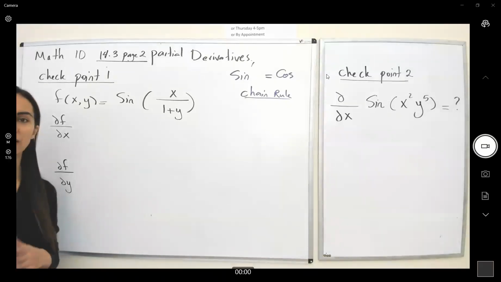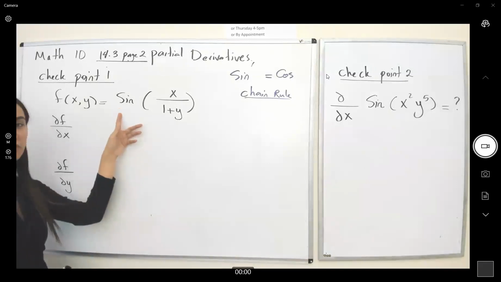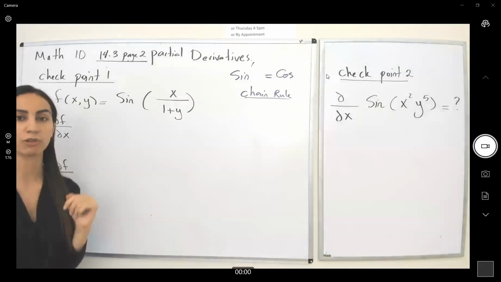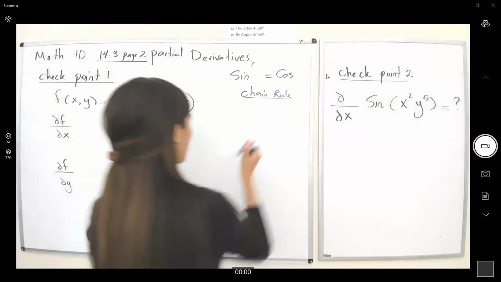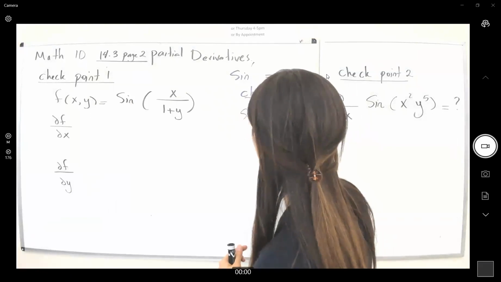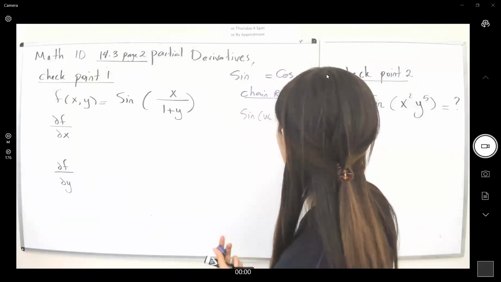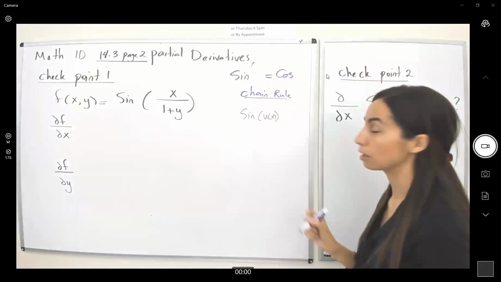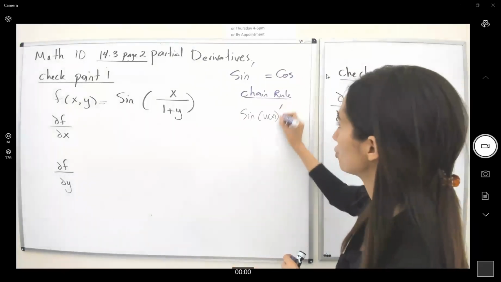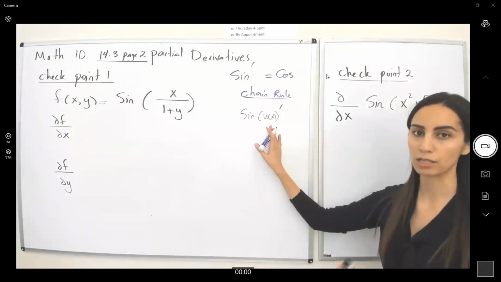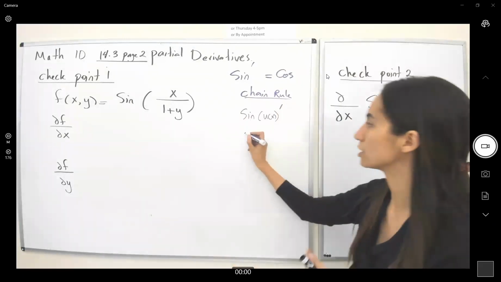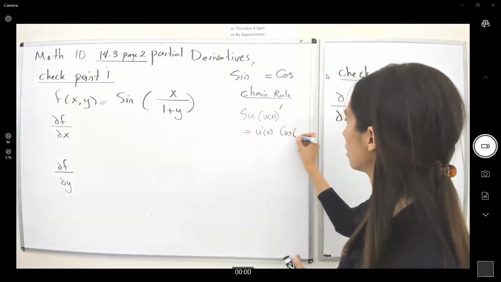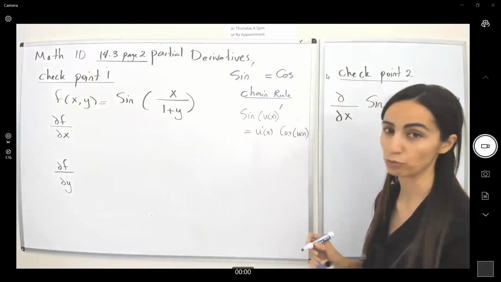As you all mentioned, to find the derivative of the function with respect to x or y, you have to apply the chain rule. Since you have sine of a function u of x, if you remember what you learned in elementary calculus, when you want to take the derivative of a composition of two functions, it equals u prime times cosine of u of x. Chain rule.